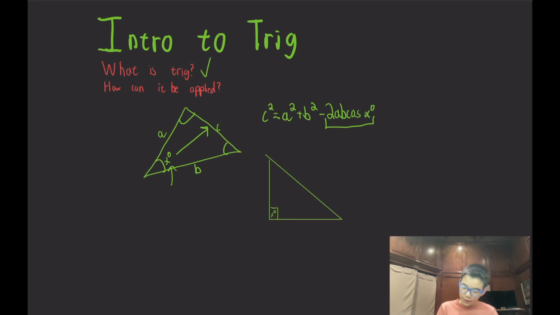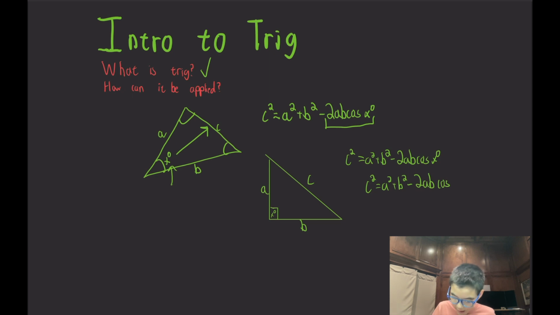X degrees, and we know that x is 90, so we're going to plug that in. This is c, this is a, this is b. So c squared is equal to a squared plus b squared minus 2ab cosine of x. And x is 90, so let's plug that in. C squared is equal to a squared plus b squared minus 2ab times cosine of 90 degrees.